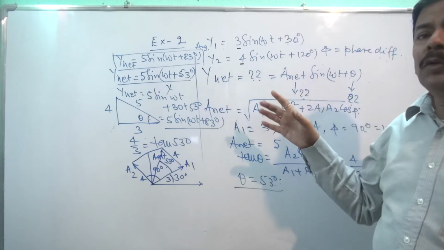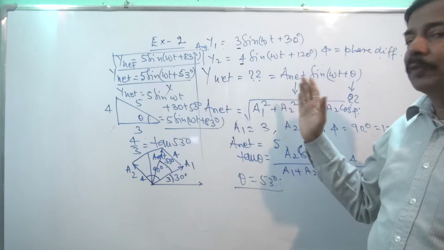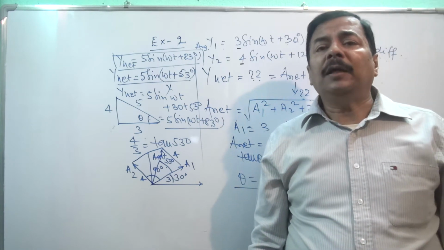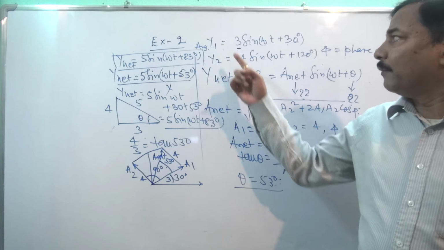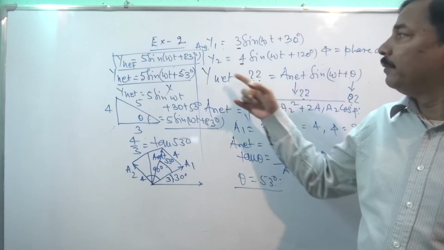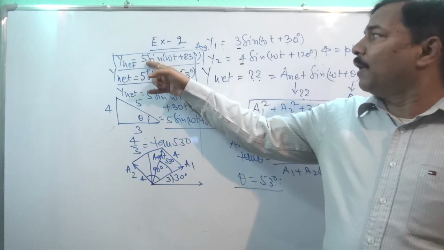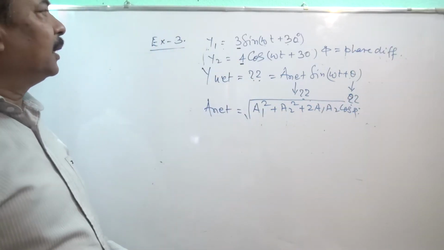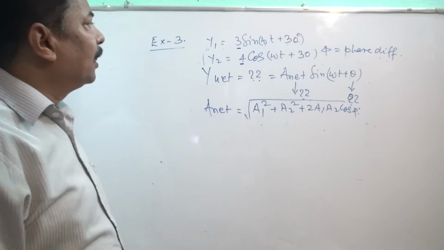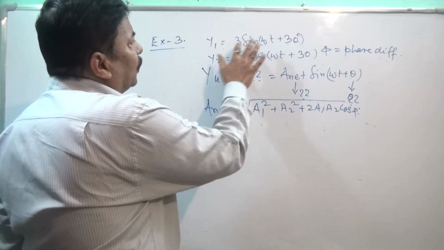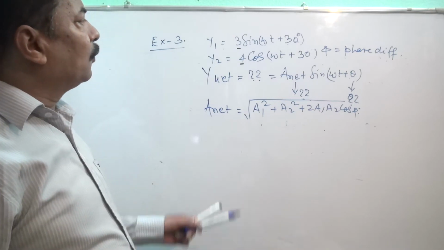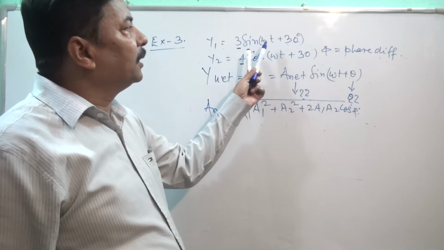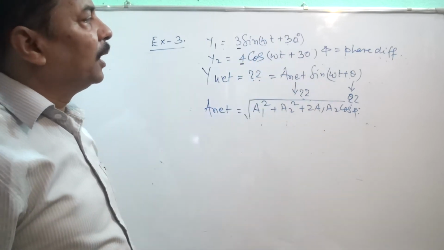This is the way you should learn to get Y net, how we can compose, how we can join the two waves. So Y1 is this much, Y2 is this much, and Y net in this case we will get 5 sine omega t plus 83 degree. Now let us take the third example. In the third example, Y1 is 3 sine omega t plus 30 degree and Y2 is 4 cos omega t.